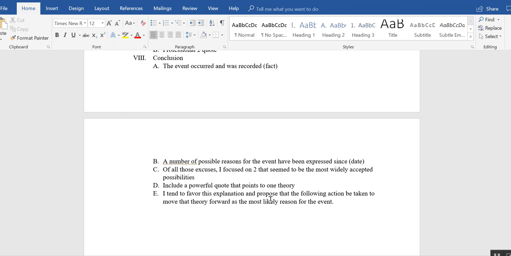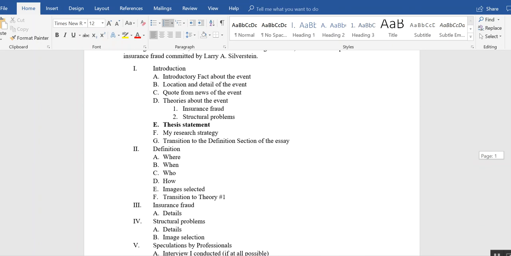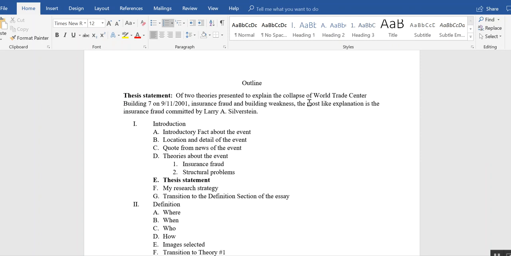I tend to favor this explanation and propose that the following action be taken to move that theory forward as the most likely reason for the event, or whatever it is that I'd like to say that's my powerhouse statement in my own first-person words about what I've invested in this essay and what theory I think is the most likely and what would then be the result for that. And now I'm ready for a concluding statement. I'm going to say either something profound, or I'm going to find a quote from a philosopher or somebody that is equally profound. And that, once it's all filled out, will be my beautiful outline for a theory position paper essay.